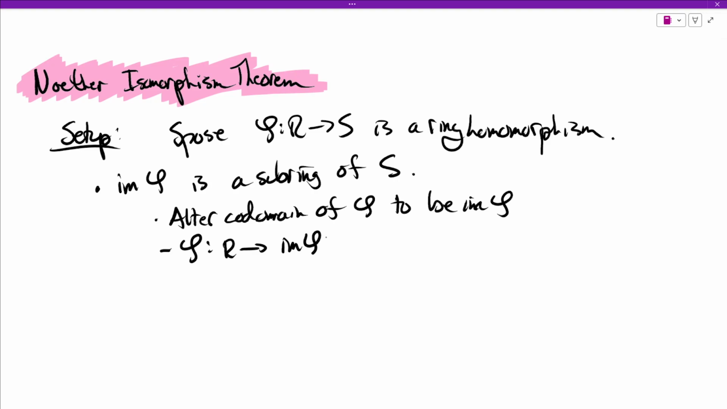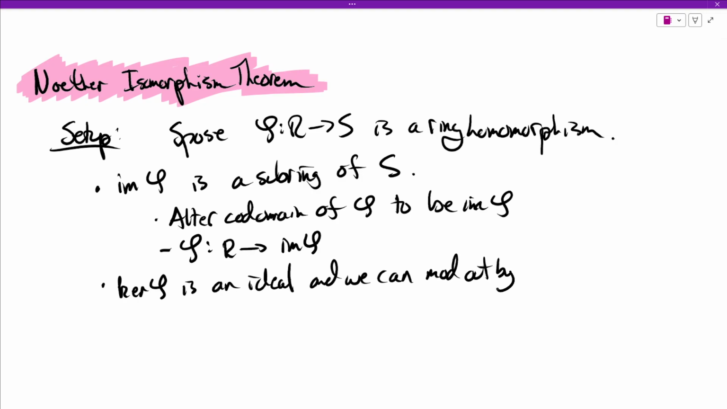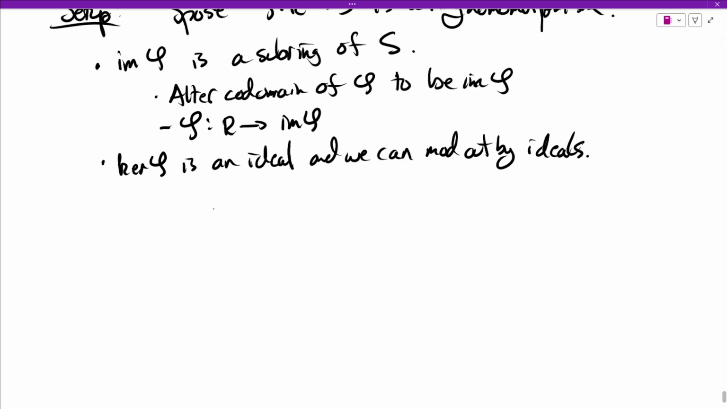Okay, great. Now, by what we've done with kernels, we know that the kernel is an ideal, and we know how to mod out by ideals. So what we're going to do is exactly that. Sometimes this is represented as a diagram. So phi is going to go to the image, and we're first going to look at this quotient map, where we look at all of the things that phi sends to 0.